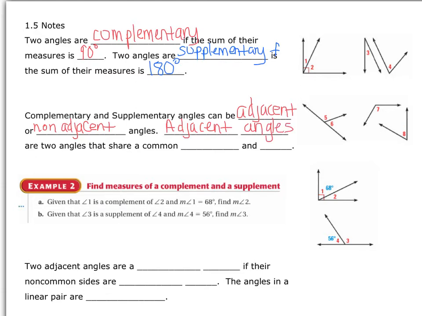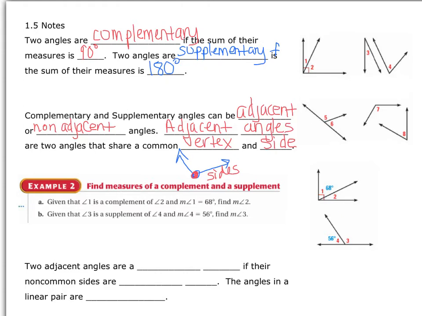Adjacent angles are two angles that share a common vertex and a common side. Because remember what an angle is made up of. So hopefully you can remember that from the previous notes. An angle is two rays that share a common vertex. And when we talk about the rays, these are referred to as sides. This is the vertex.